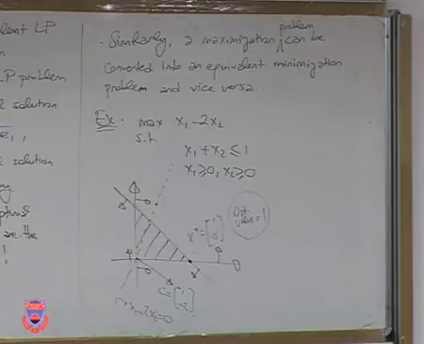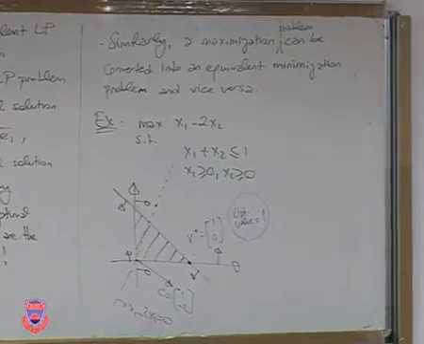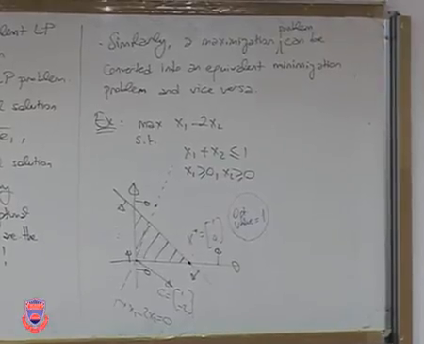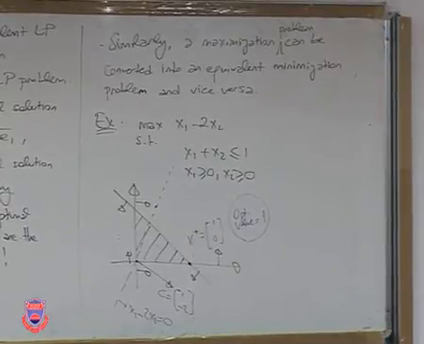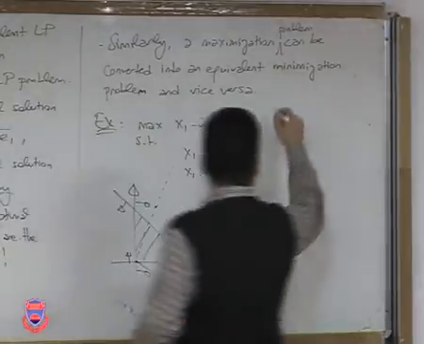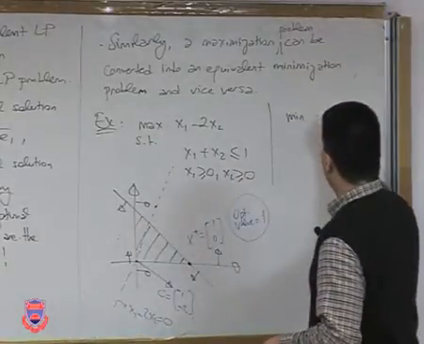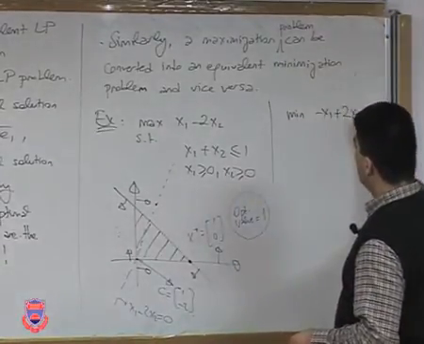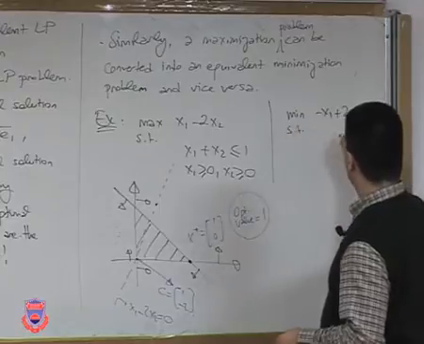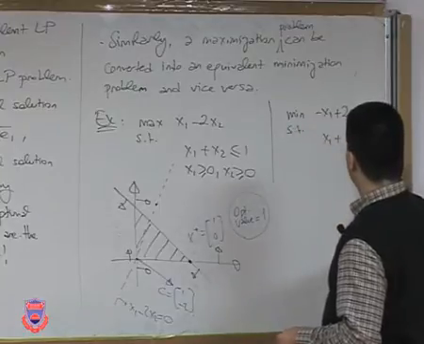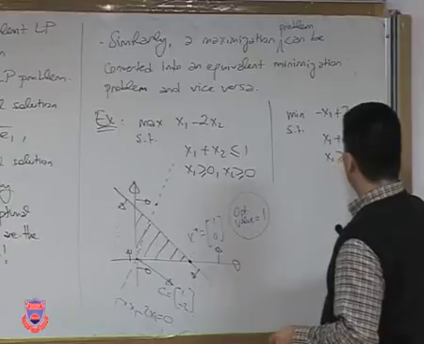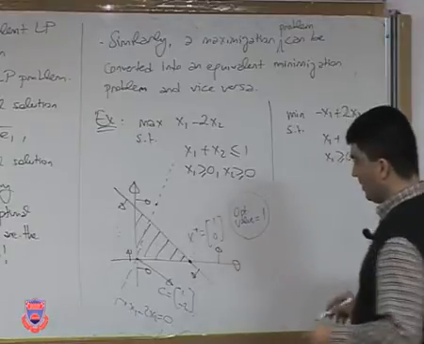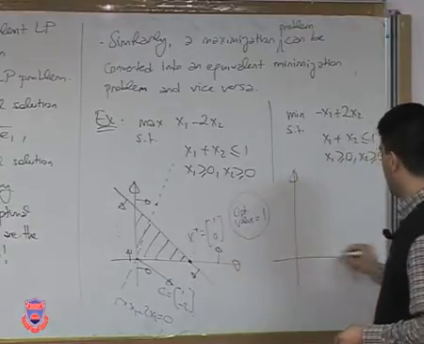Now, how can I turn it into a minimization problem? We discussed this last week. I can multiply the objective function by minus 1, right? And if I do that, then I'm going to get the following problem. I'm going to minimize minus x1 plus 2x2, subject to the same constraints. x1 plus x2 is less than or equal to 1. x1 is non-negative, x2 is non-negative. Let me just draw the same feasible region once more.